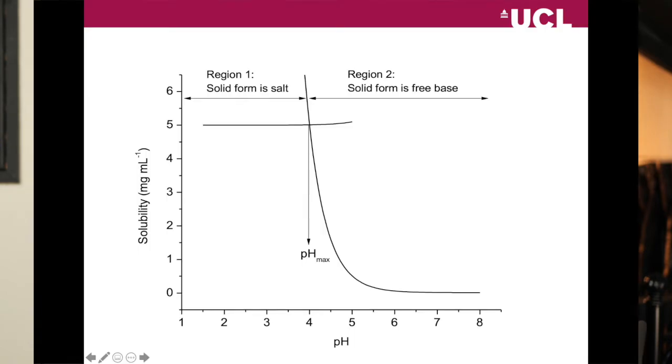So let's start on the left-hand side of this graph, where the pH is the lowest. So if we look at pH 1.5, we can see that the basic salt has a solubility of around about 5 milligrams per milliliter. As we increase the pH, the solubility remains relatively constant until we get to a critical point when we can see an intersection between two curves. Now you might say to me, this is a very complicated looking curve.